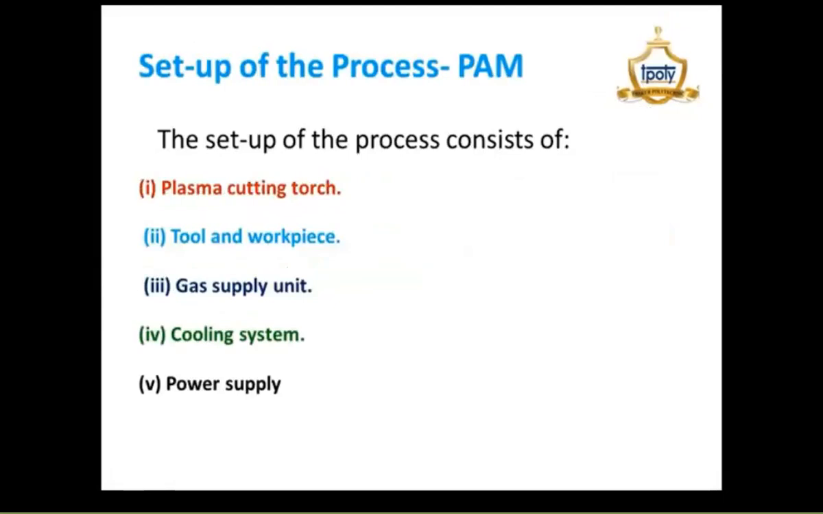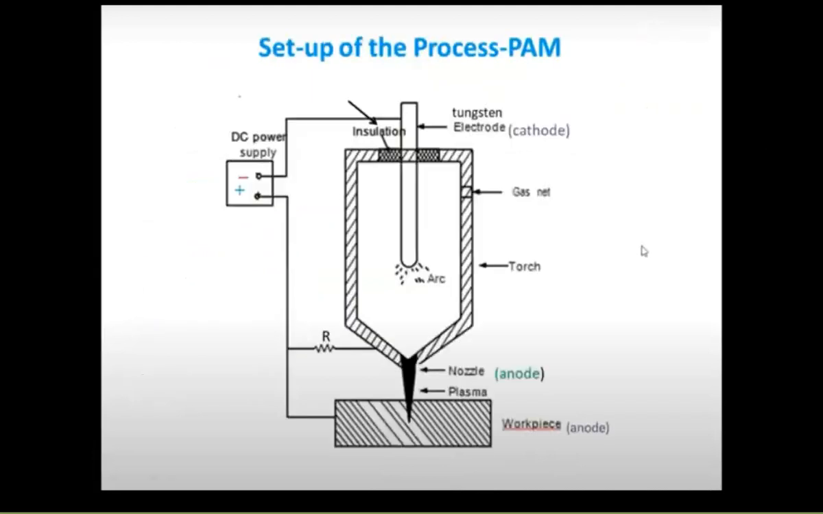The setup of the machining, setup of the process, that is the plasma arc machining. So in this we will see the five basic parameters: plasma cutting torch, tool and workpiece, gas cutting unit, cooling system and power supply unit. So in this diagram we have shown the torch, DC power supply unit, electrodes, insulators, nozzle and the workpiece.